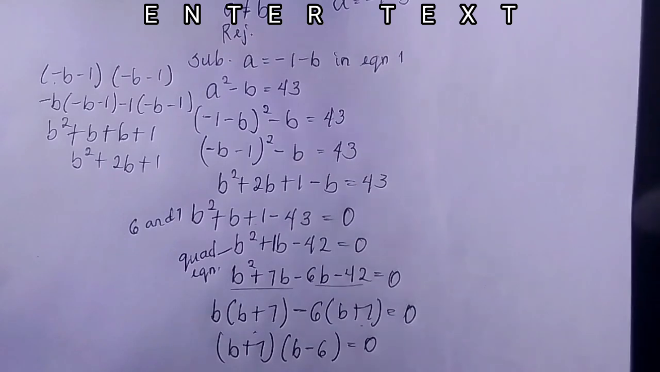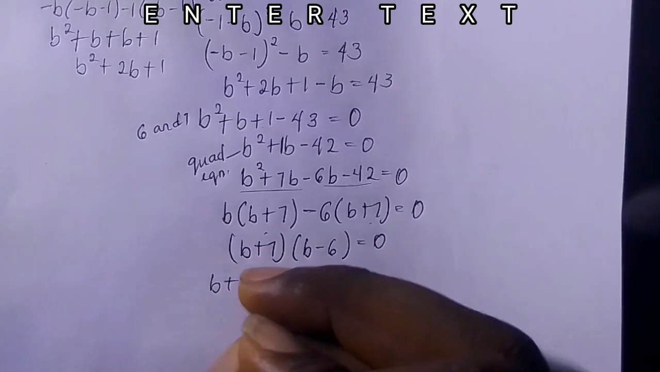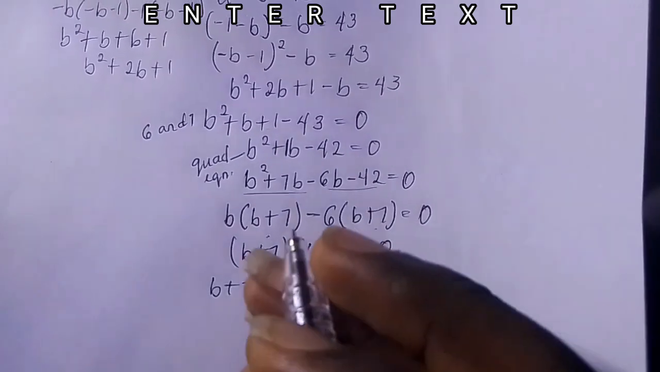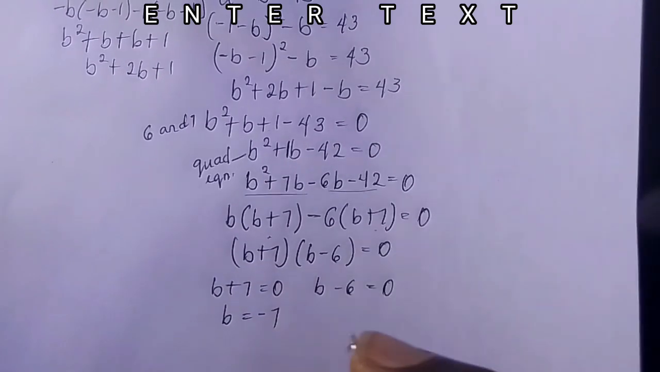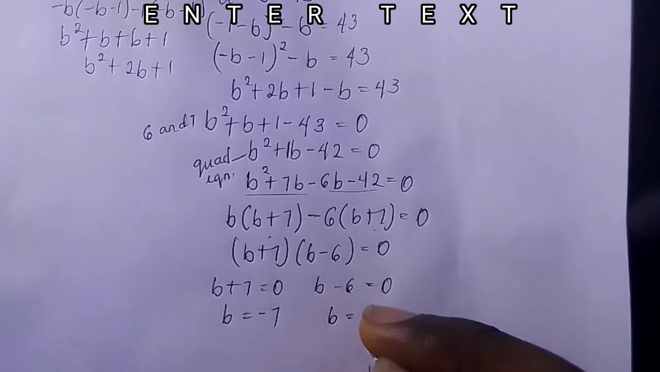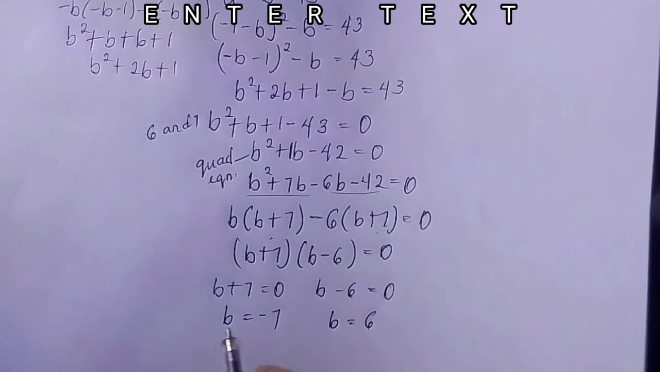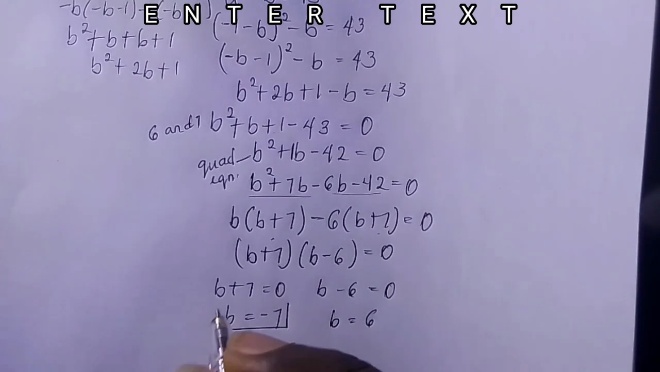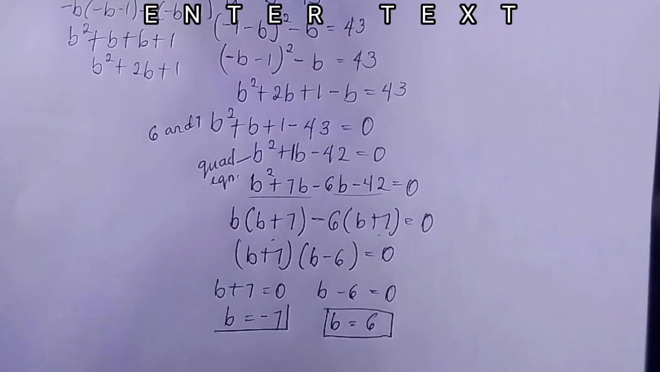We equate each bracket to 0, right? b plus 7 equals 0, and b minus 6 equals 0. Therefore, b equals 0 minus 7, which is minus 7, and b equals 0 plus 6, which is 6. So b equals minus 7 and b equals 6. If we are to pick one, we're going to pick the positive. We'll neglect the negative. Not that it is not a root of the equation, but we'll have to neglect it. We'll pick the positive, b equals 6, right?